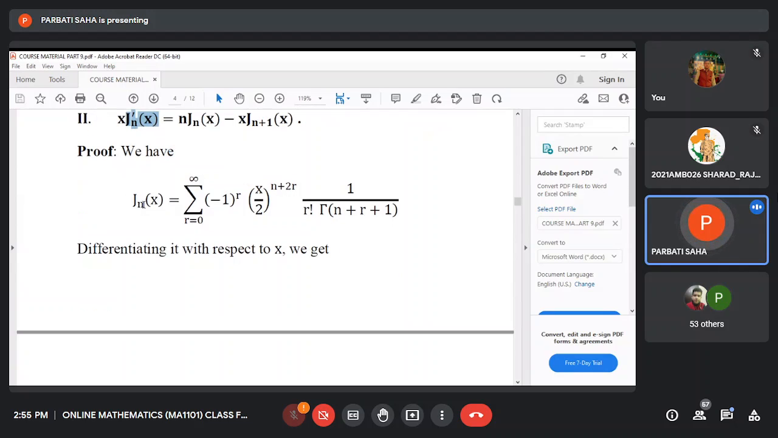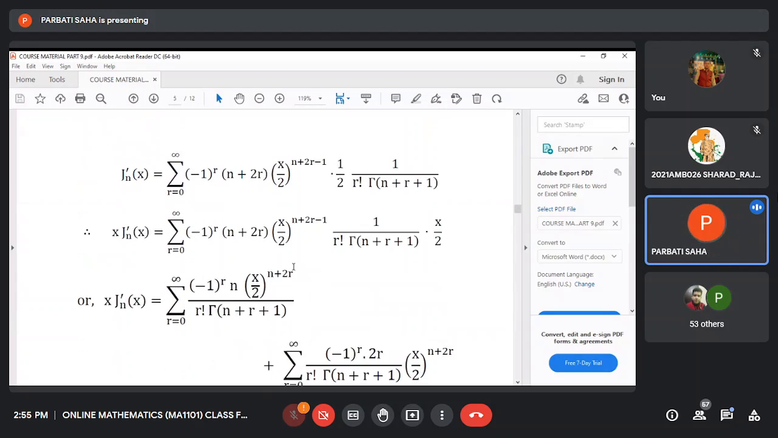So differentiate J_n(x) with respect to x. Then we get this. Then we multiply this by x. Again you multiply this by x. And so this is half, it becomes x by 2, which is this. But this factor remains unchanged. Other terms remain unchanged. Only x is multiplied here on the left. That means it has been multiplied on the right side also. And so half now becomes x by 2.